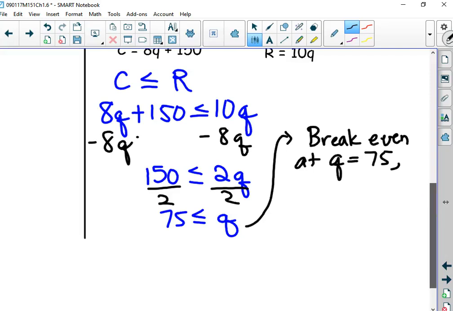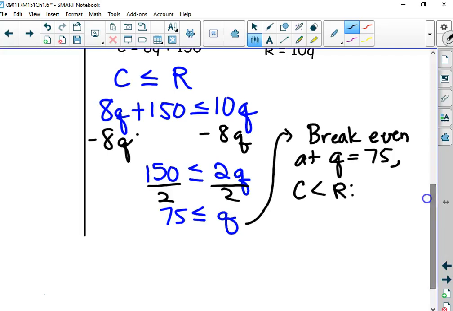And costs are less than revenue from 75 to infinity. And we're done with that problem.